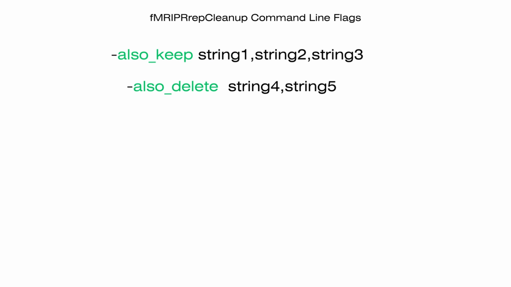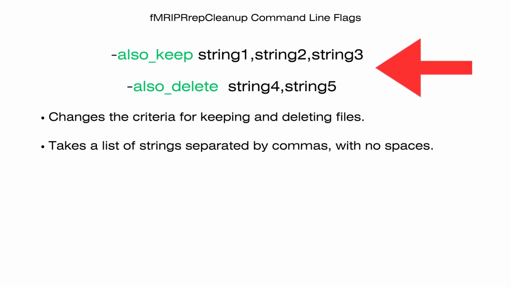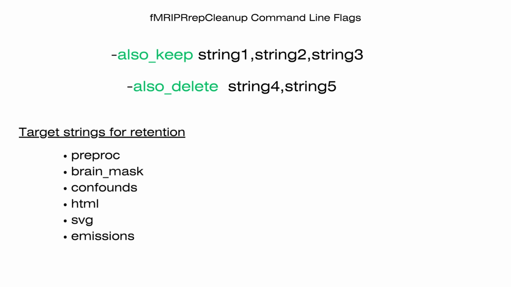Moving on, the also_keep and also_delete arguments are used to change the criteria set for retaining and deleting files. Both arguments take a list of strings separated by a comma with no spaces, like in the format shown here. As covered, the strings now on the screen are the only ones that we'd retain by default. Let's say there's another type of file you want saved that isn't included in this list.